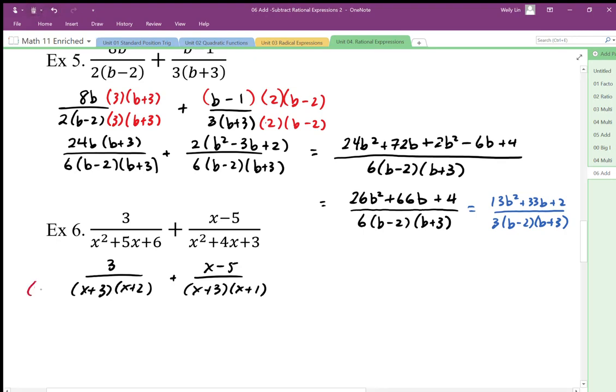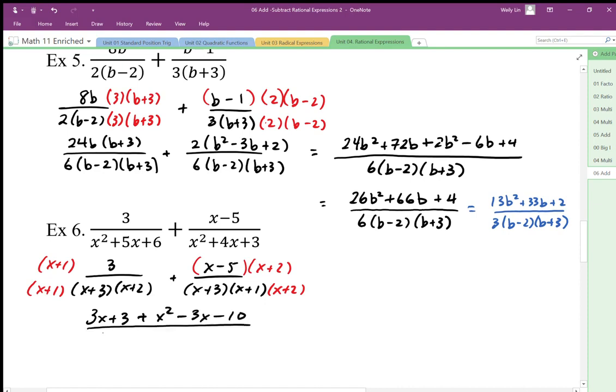So we're going to multiply the bottom by x plus 1, the top by x plus 1. Here we're going to multiply the bottom by x plus 2, and the top by x plus 2. Again, notice I'm putting in the brackets here, so I remember to distribute this out when I multiply. So 3x plus 3 plus x squared minus 3x minus 10. And that's all over my common denominator.